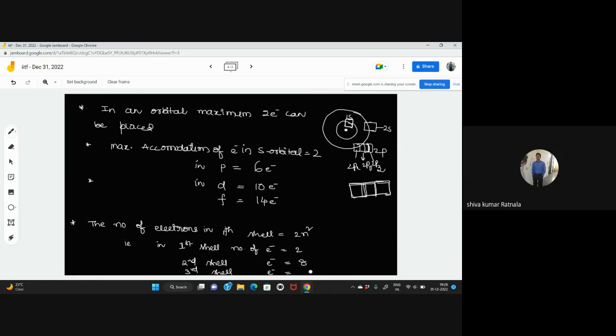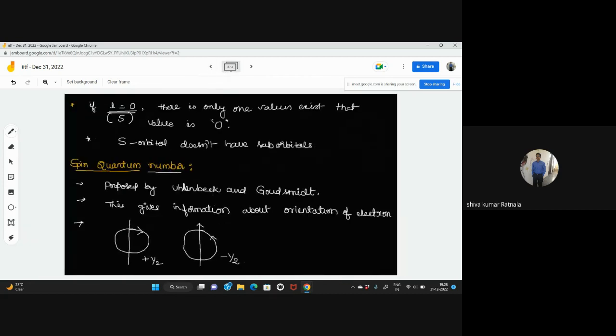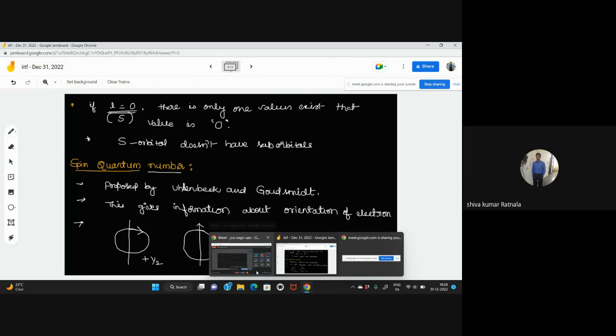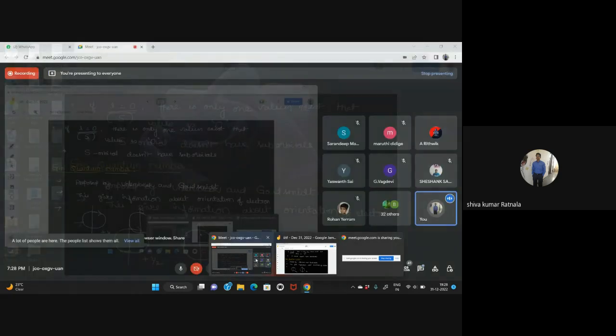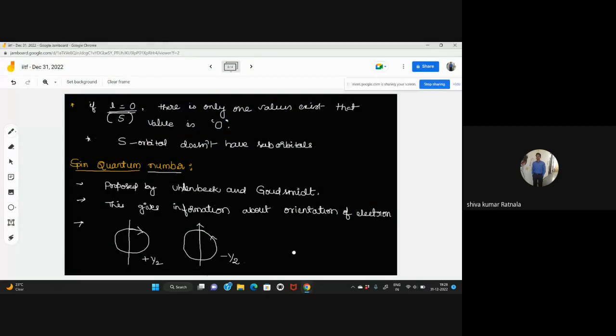The number of electrons equals how much? 18. Okay? Just the formula only, I substituted, no? Someone asked about the previous slide. Could you explain the diagram again, sir?